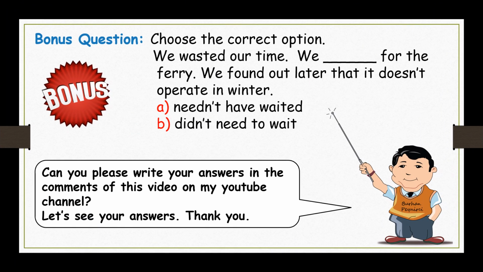Bonus question. Choose the correct option. We wasted our time. We, blank, for the ferry. We found out later that it doesn't operate in winter. A. Needn't have waited. B. Didn't need to wait.